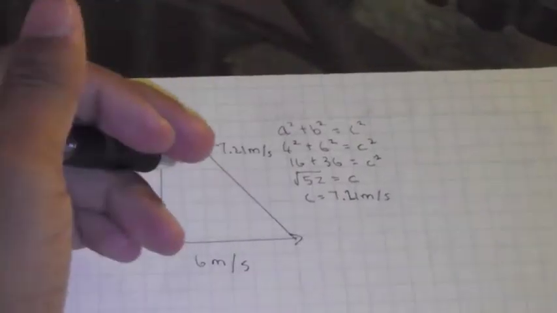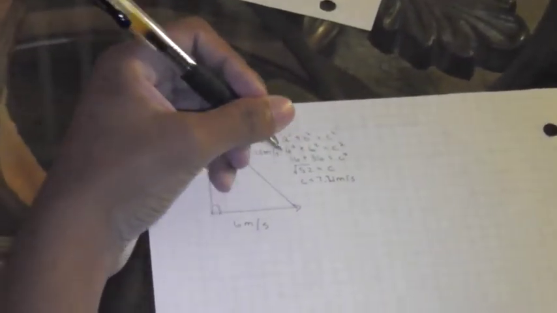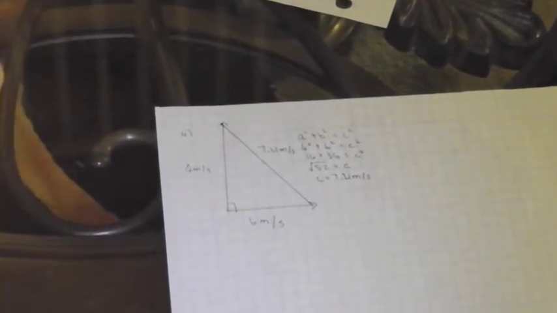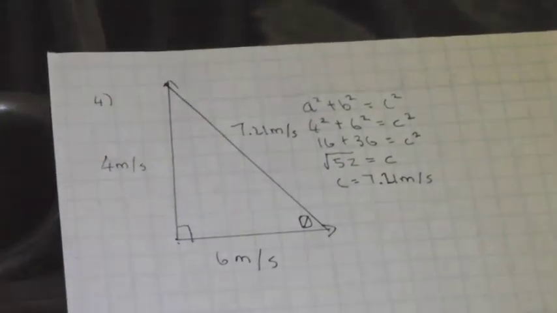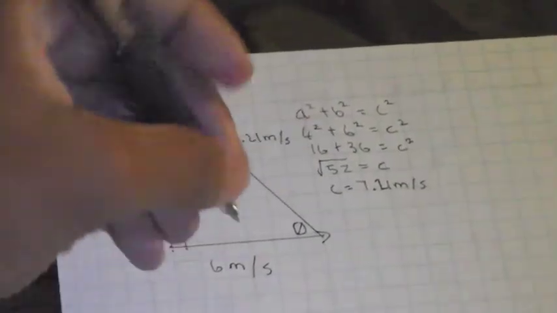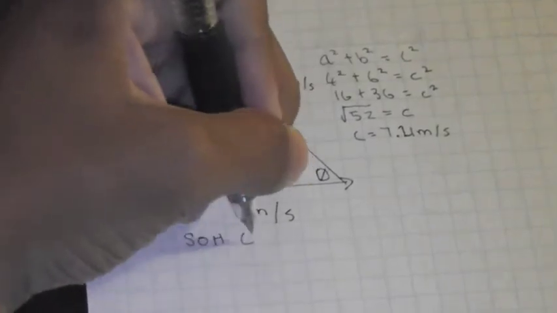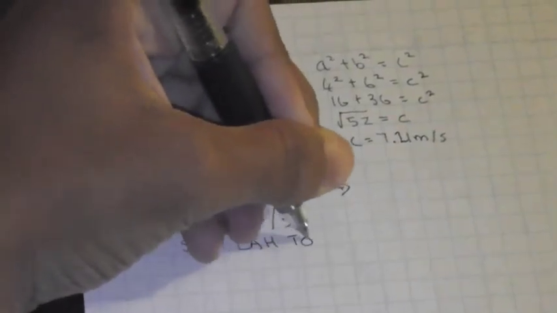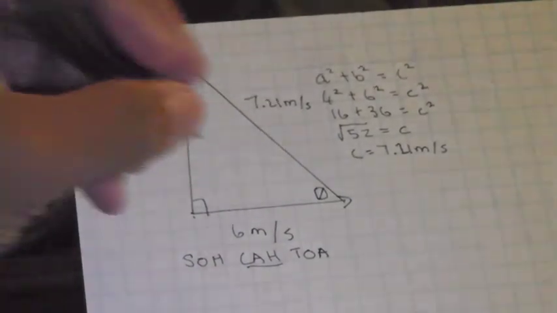Now we know all three sides. The next part of the question asks us what the angle was above the ground that the ball was launched from. So we're looking for this. This is theta. So now that we know three sides, we can use any of our trigonometric functions, which is SOHCAHTOA. I'm going to use cosine, which is adjacent over hypotenuse.